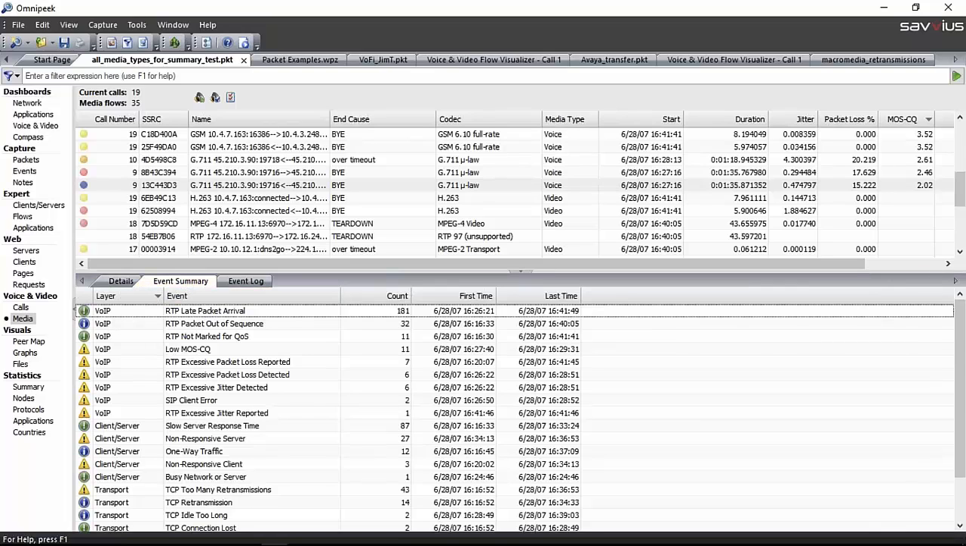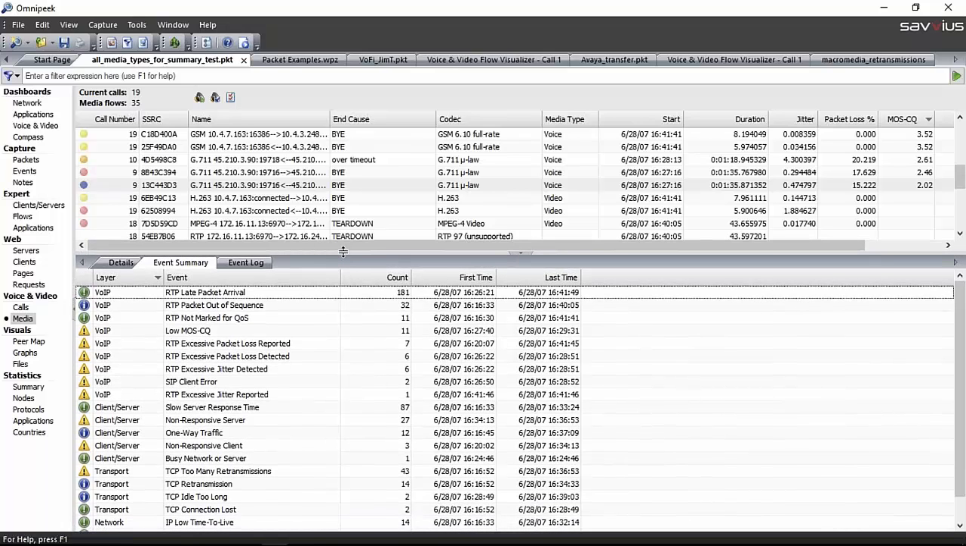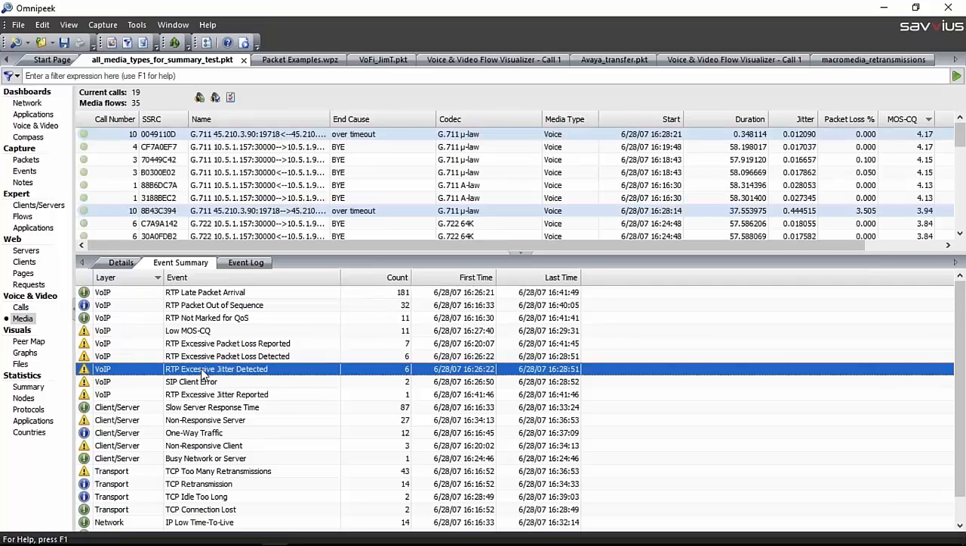So here in this event summary, in the background, we're also analyzing for all of these different possible problems on the network. Things like late packet arrival, packets that are out of sequence, not marked for QoS, low MOS, excessive packet loss, excessive jitter, all the things that we want to know found out for us automatically. And if we find one, like where excessive jitter is detected, I can just click on it, and it will then show me which calls were experiencing the excessive jitter. Very, very straightforward.